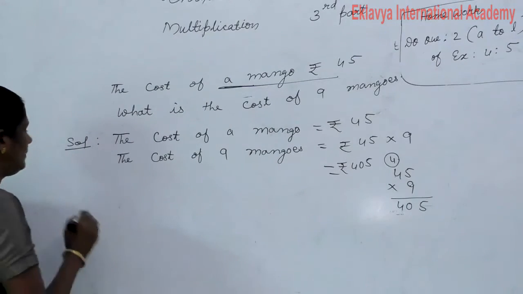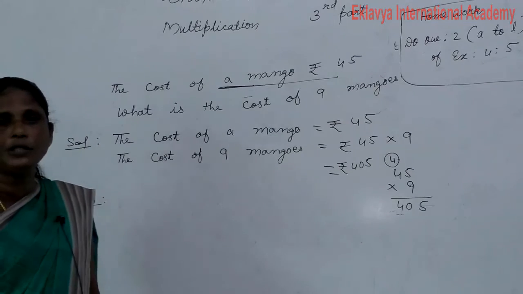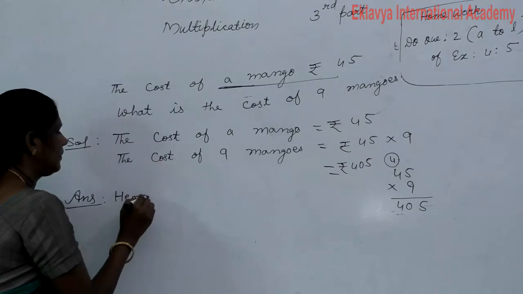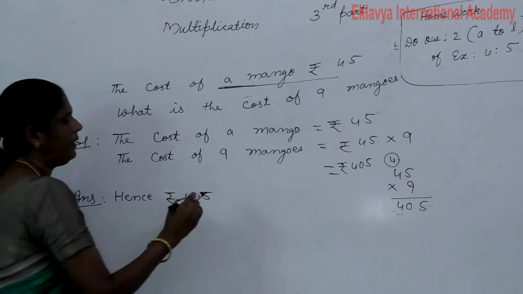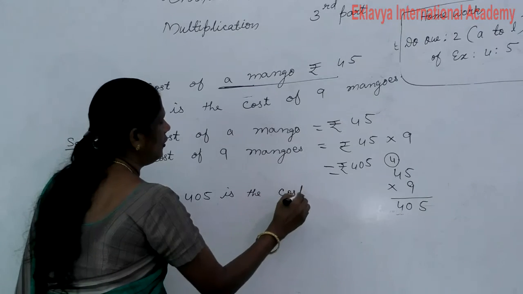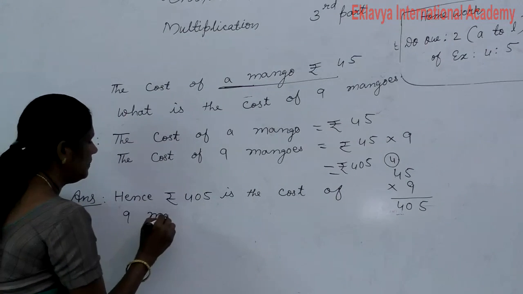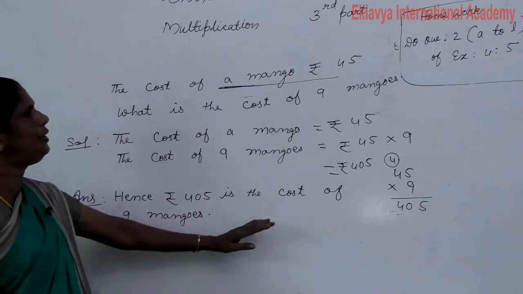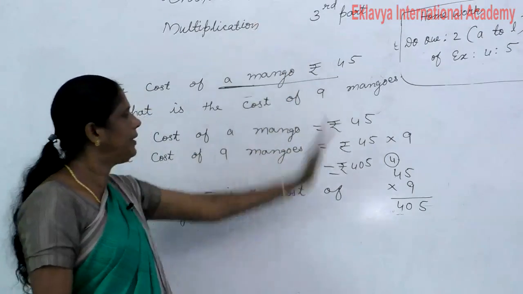Final answer? Answer. Which word do we use? Hence. Hence, rupees 405 is the cost of 9 mangoes. Understand? Solving problems? All students? Yes, thank you.